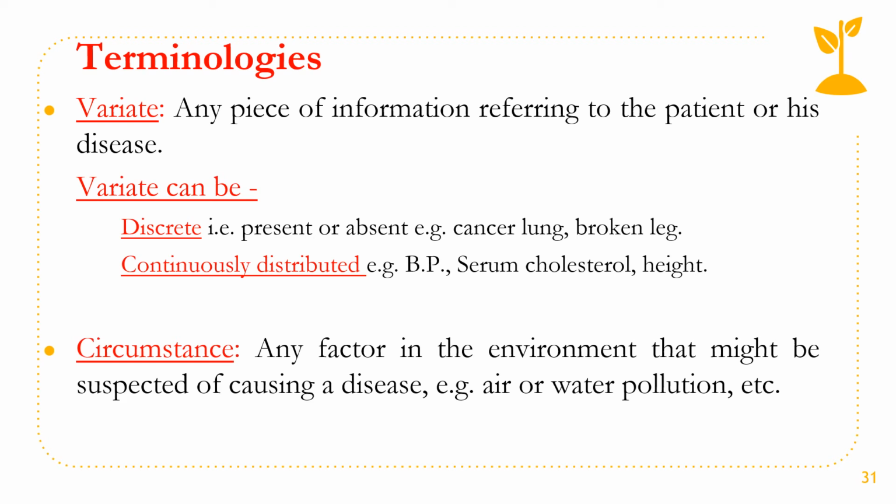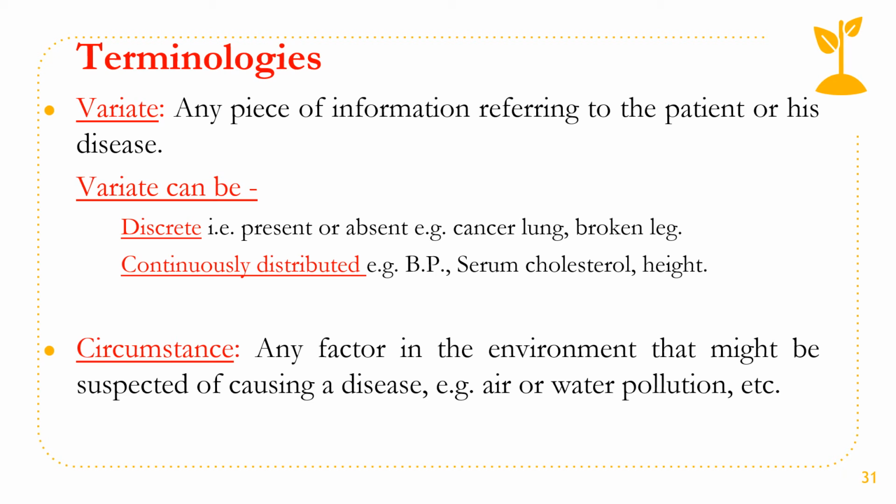Terminologies: what is a variate? Variate means any piece of information referring to the patient or his disease. Variates are of two types, namely discrete and continuous. The first one is discrete, which means present or absent. Only two options, present or absent. That is dichotomous.